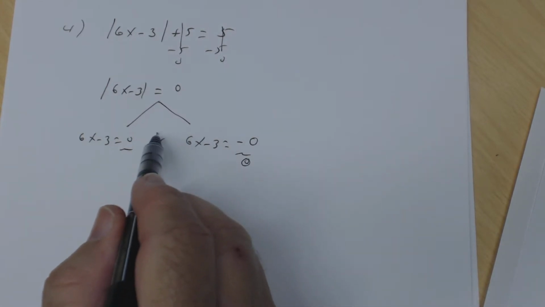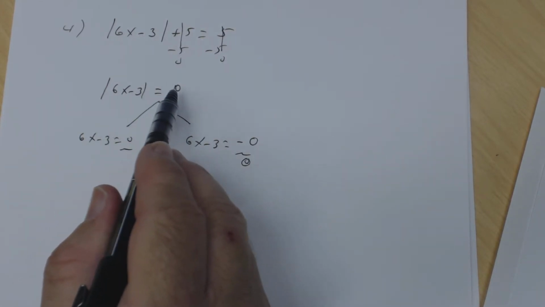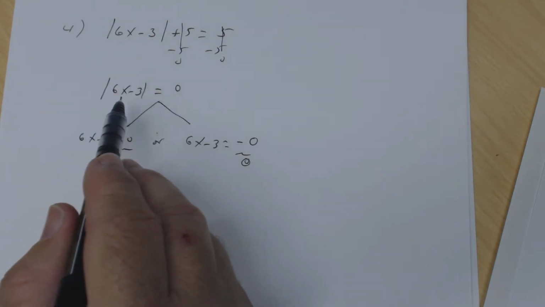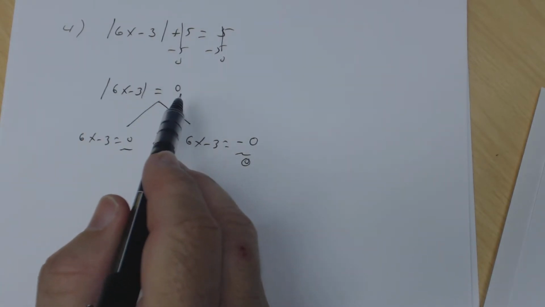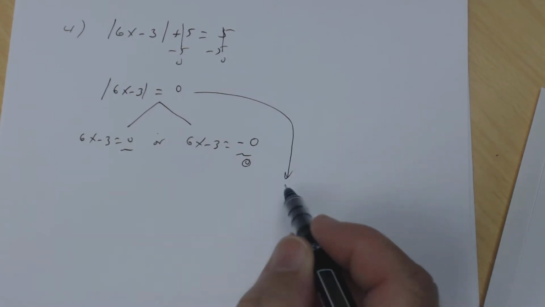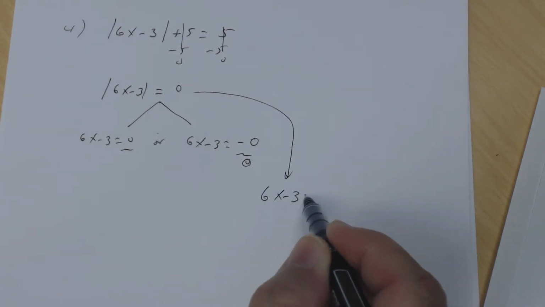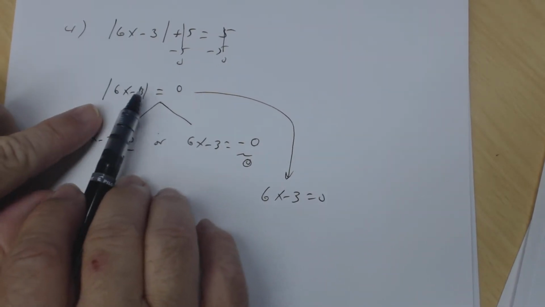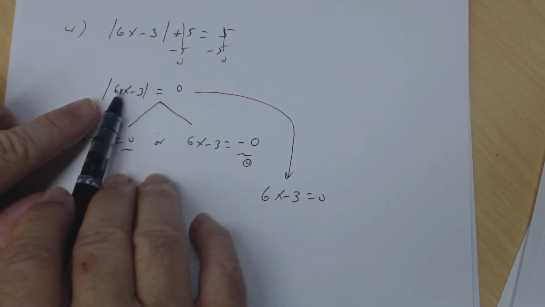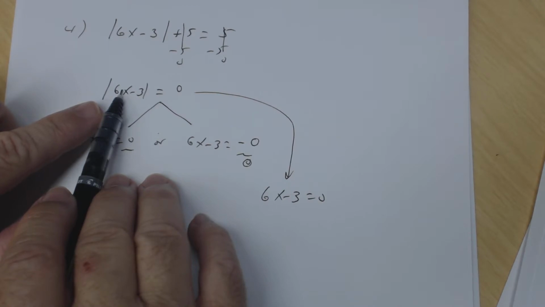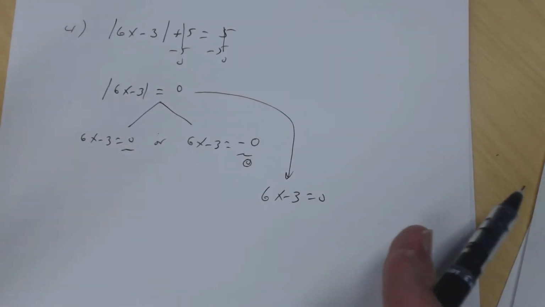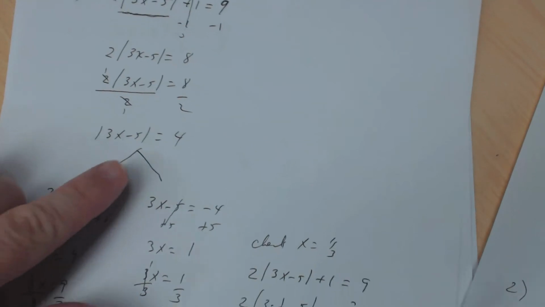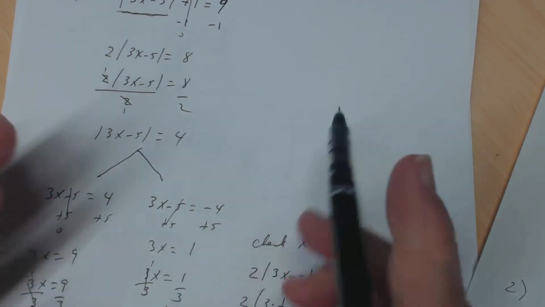And so really all you do when you have an absolute value expression equal to 0 is just solve this equation, 6x minus 3 equals 0. So you're going to end up with one solution in this case. Because remember, you want this distance to be 0 units from 0. Well, 0 is 0. So there's only one place, not two like you would have with 4 units from 0 on the number line.